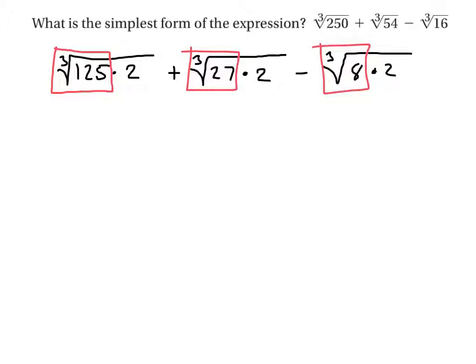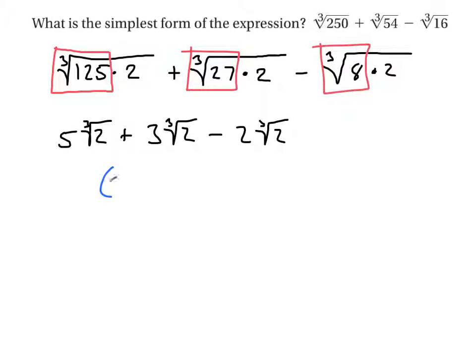So we can then take the cubic root of those items. So what is the cubic root of 125? 5. So that's 5 cubic root of 2 plus cubic root of 27, 3 cubic root of 2 minus cubic root of 8, 2 cubic root of 2. And so really what am I doing here? I'm taking 5 plus 3 minus 2 times the cubic root of 2. 6. So again, we get 6 cubic root of 2.